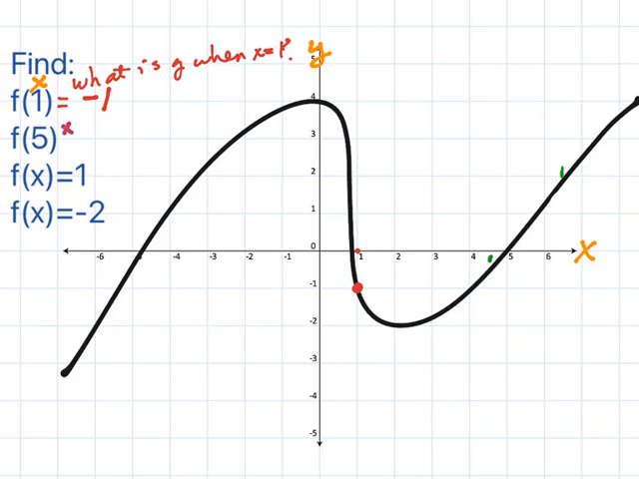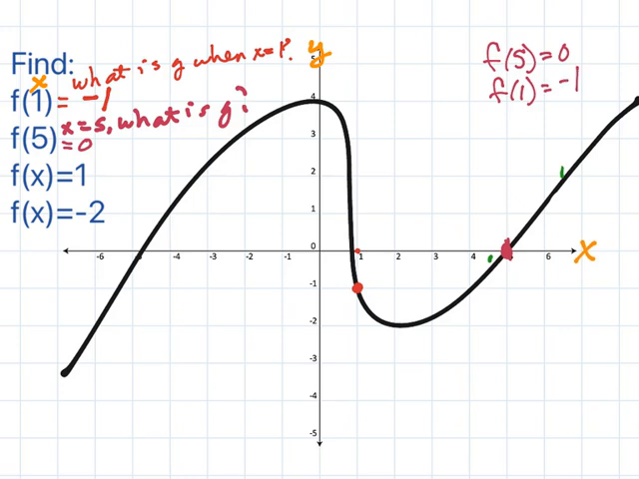So now we're saying if x is 5, what is y? That's the question we're asking. So looking at x is 5. X is 5 right here. Well, you'll notice that's exactly where the graph is. So when x is 5, y is 0. So we could say f of 5 equals 0. And we already know that f of 1 equals -1. All right, great. That's the first two.